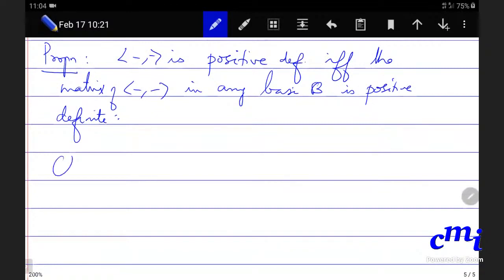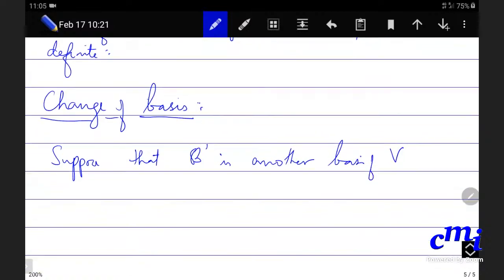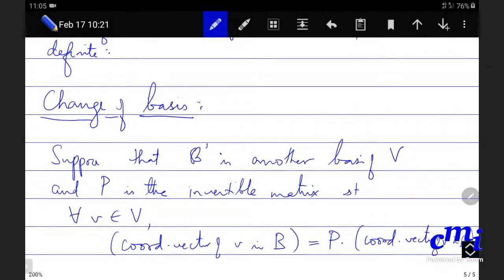Okay, so again, change of basis. Suppose that B prime is another basis of V, and P is the invertible matrix such that for all v inside V, the coordinate vector of v in B is P times the coordinate vector of v in B prime. So I hope the statement is clear.